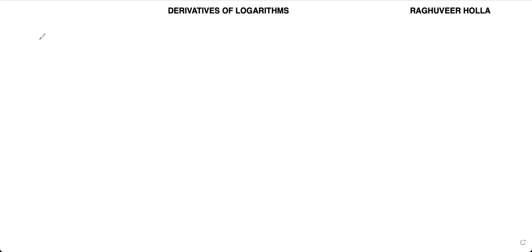So let us look at the derivatives of logarithms, right? Now, the derivative of natural logarithm function, d by dx, ln of x is 1 by x.